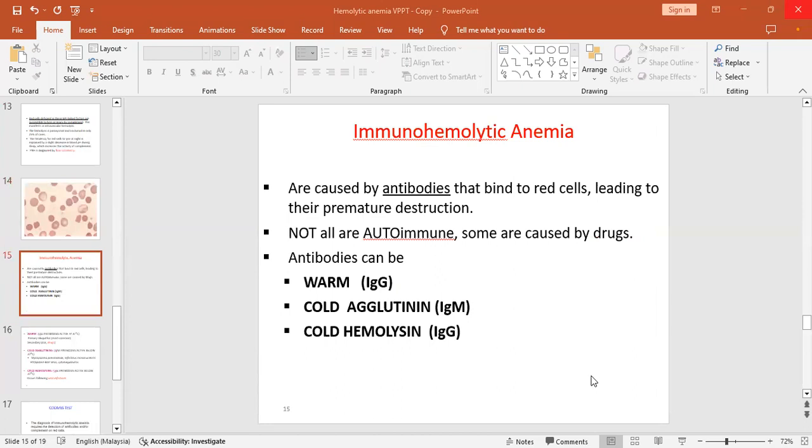The next form of hemolytic anemia is immunohemolytic anemia. These immunohemolytic anemias are caused by antibodies that bind to red cells, leading to their premature destruction. Some of them are caused by drugs. Antibodies which are normally present can be warm antibody, that is IgG, cold agglutinin, IgM, or cold hemolysin, IgG.